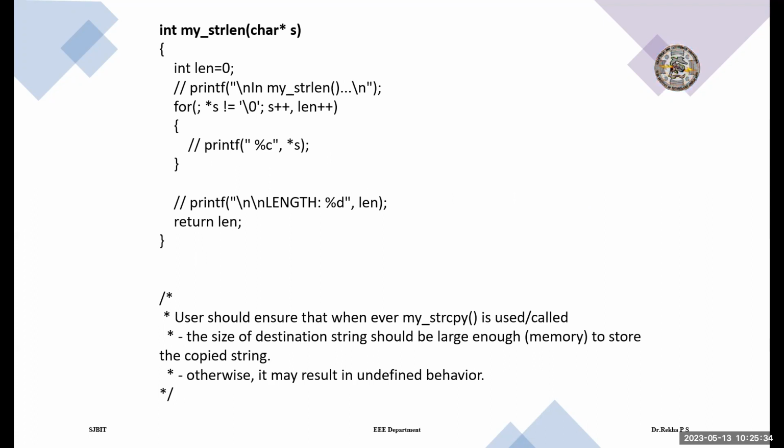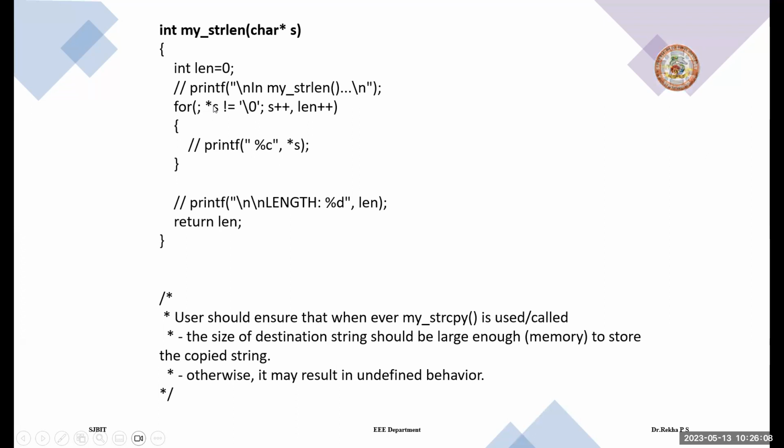So my strlen, see, I have told you that I have defined my own function, my defined function. How it is implemented, we'll see. The return type is integer. This is my user defined name for the function. I'm taking one variable as an argument. First, I'm making the len variable 0. Then, using a for loop, I'm checking the condition.